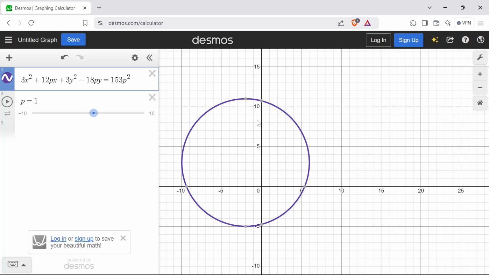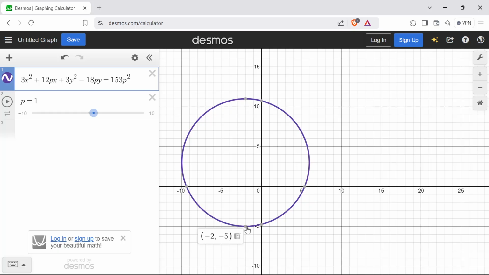Click on the circle. See these 2 points up here and these 2 points down here? This point and this point are where it crosses the y-axis. But these points are above and below the center. So if I take the distance between these points, above and below the center, that will be the diameter. Half of that will be the radius.